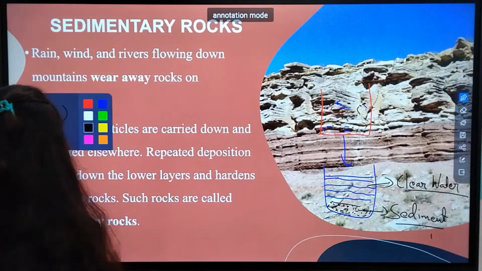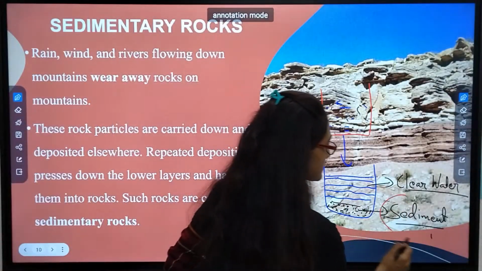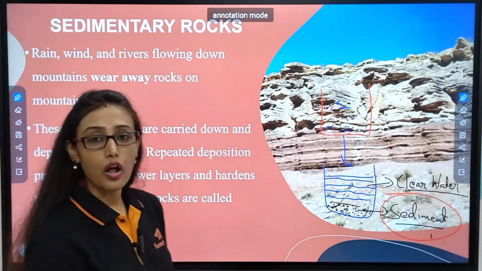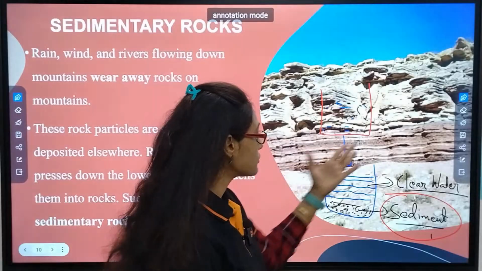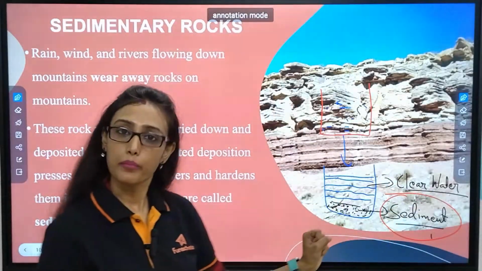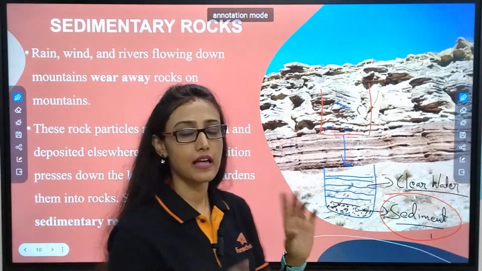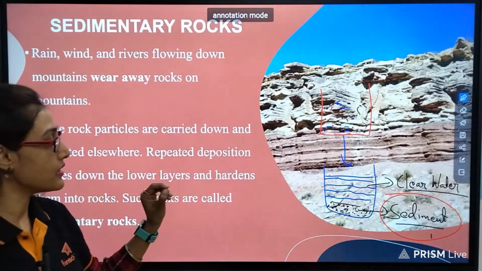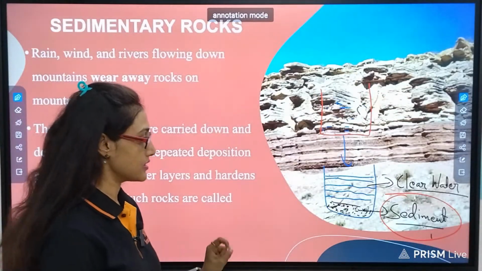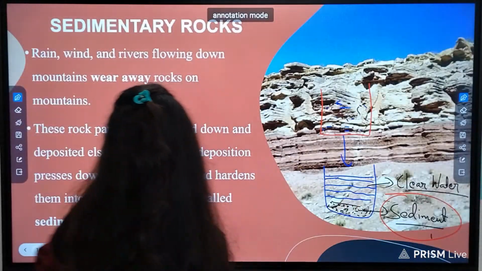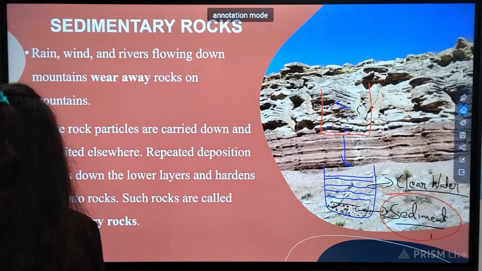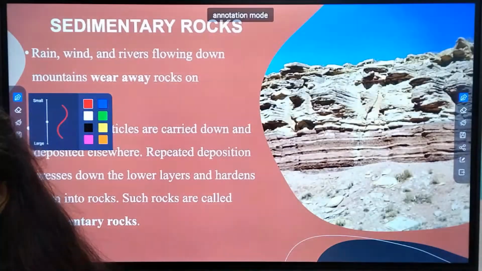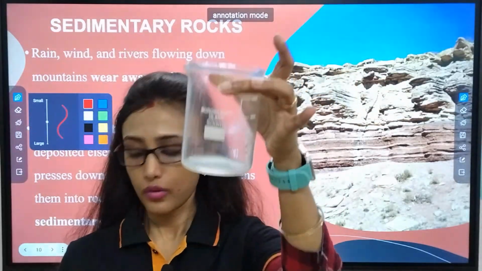So this term sedimentary rock is related to this sediment. That is why I have shown you this. Okay. In my video on solid, liquid and gas, I have also shown you how this process happens with an experiment. So please watch that video if you want to understand the process of sedimentation. So what happens? Let's just see. I have taken a beaker. Okay, again.